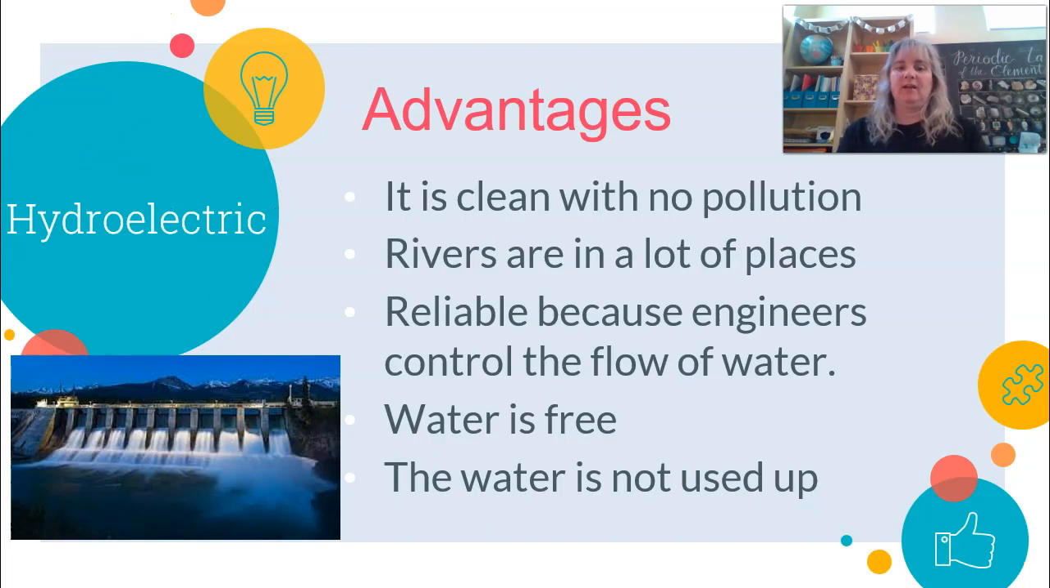Advantages to this energy: it's clean with no pollution. There are lots of rivers around the world, and so it's pretty reliable energy for lots of people. Engineers can control the flow of water, so they can control how much electricity they're getting. The water is free, and you're not really using any of the water, right? The water is moving over those turbines, turning the turbines, but then the water is continuing to go down the river. So it's not like we're using up the water that is moving through the hydroelectric power plant.